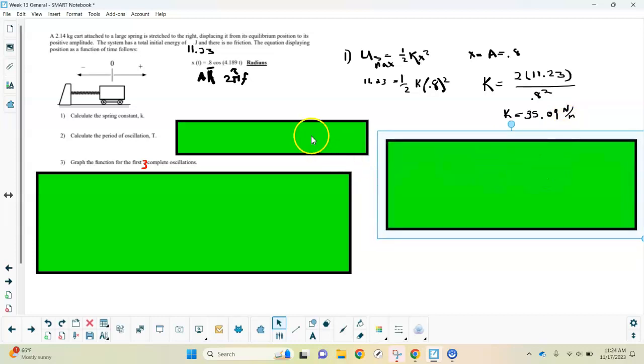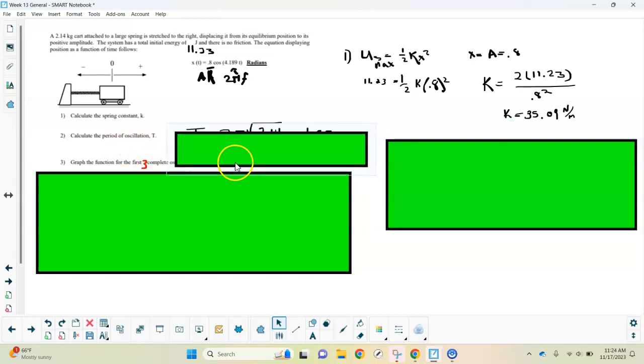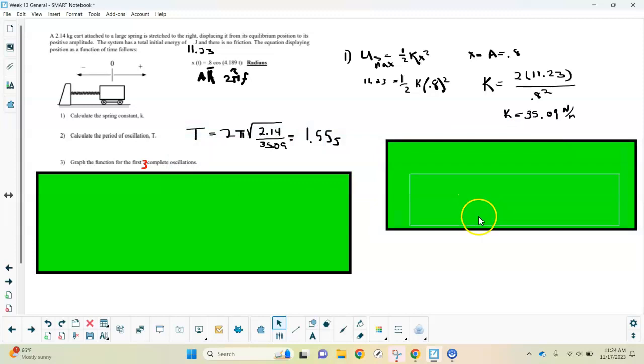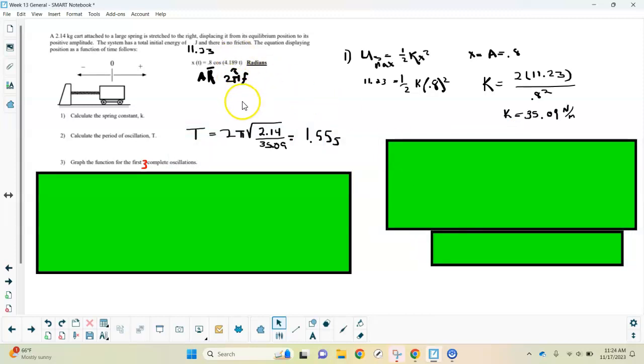Okay, so then we are going to solve for the period of oscillation. The period of oscillation for a mass spring is just 2 pi square root of m over k. So m is 2.14, k is that value we just got. When you do that, you get 1.55 seconds. Then it asks you to graph the oscillation.